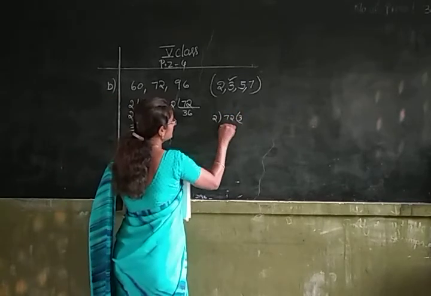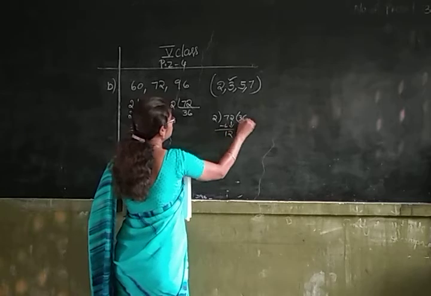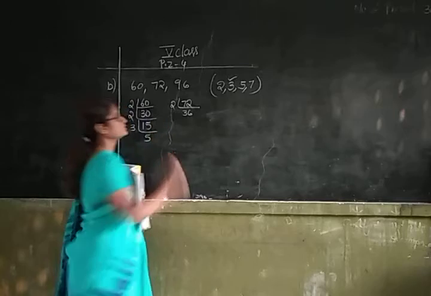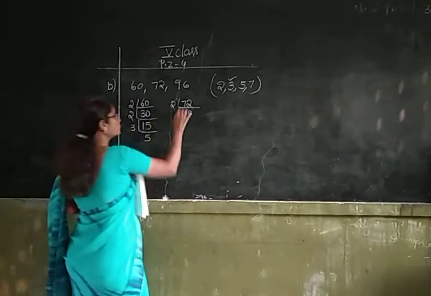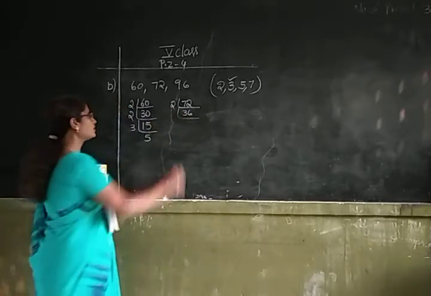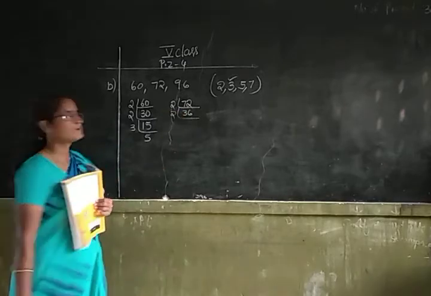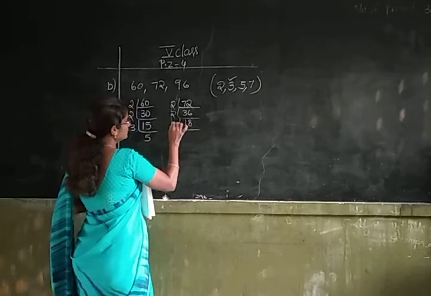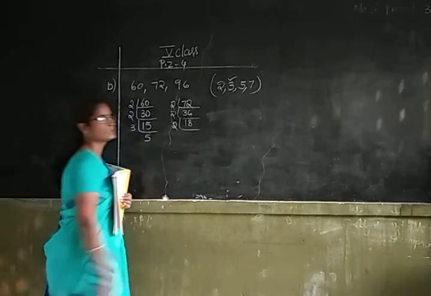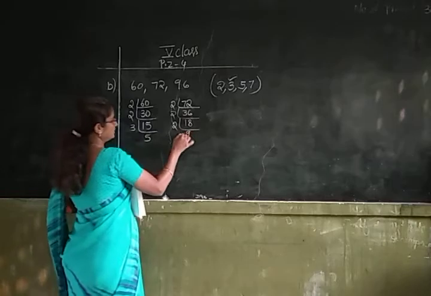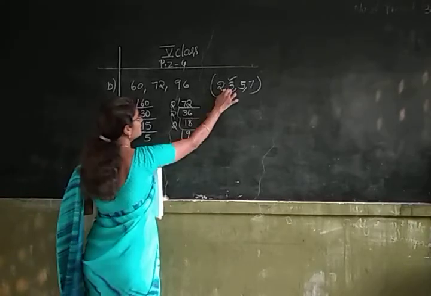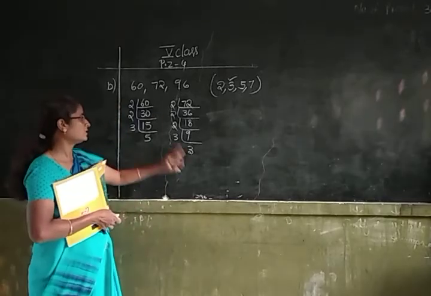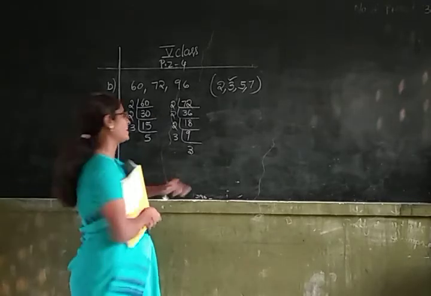2 3s are 6. 2 6s are 12. If you don't know how many times 2 goes in 72, you can divide and find out. So 36 is an even number, so it will be in 2 table. How many times 2 goes in 36? It goes 18 times. 18 is an even number, so it will be in 2 table. 2 goes 9 times in 18. 9 will be in 3 table. 3 goes 3 times in 9. So here 3 is a prime number, so you have to stop factorization.